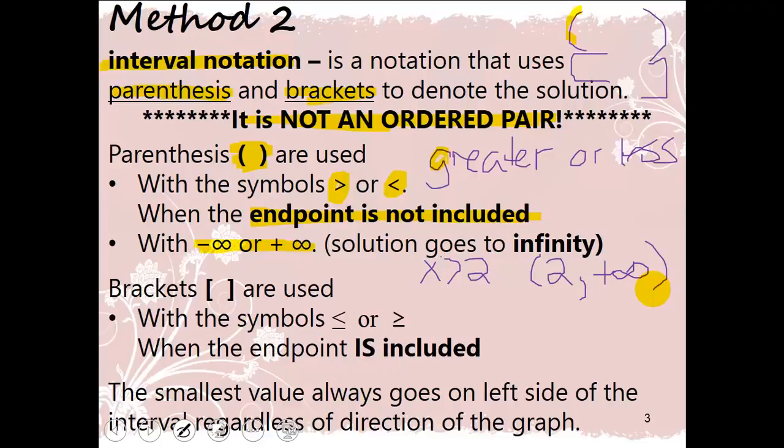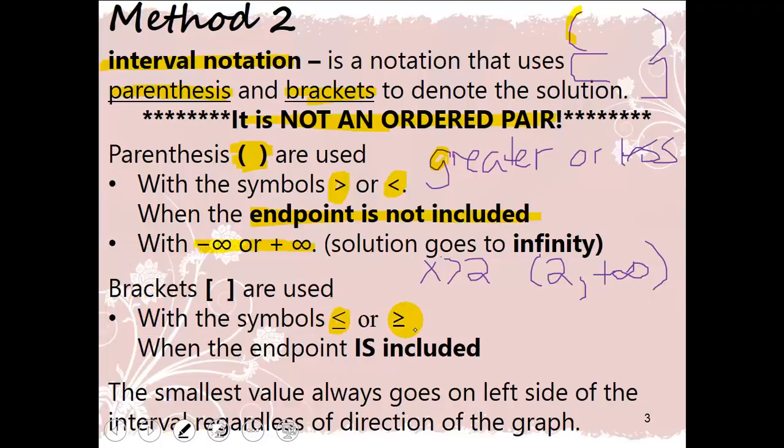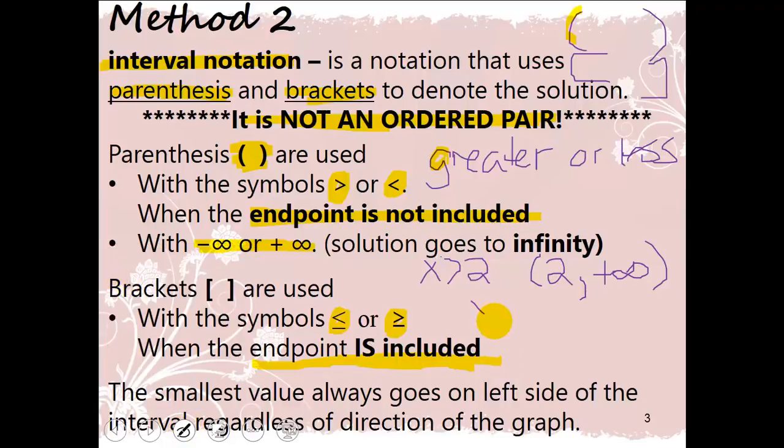Brackets are used with the symbols that include the equality sign. Another way of interpreting that is that the endpoint is included. Okay. It's important to remember that the smallest value always goes on the left side of the interval, regardless of the direction of the graph. So let me write an example of x is less than or equal to 5. That means it goes on forever to the left and stops at 5.